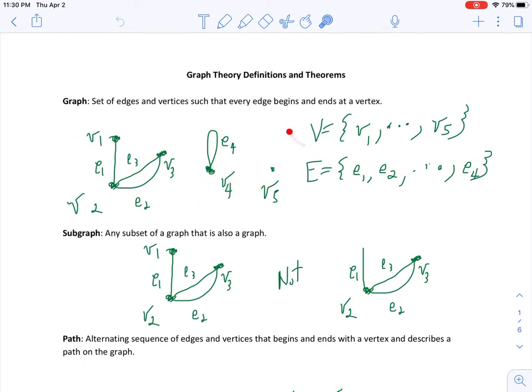I call capital V my set of vertices, V1 through V5. Capital E my set of edges, which in this case, E1 through E4. Okay, so that's what a graph is. It's just a set of edges and vertices.